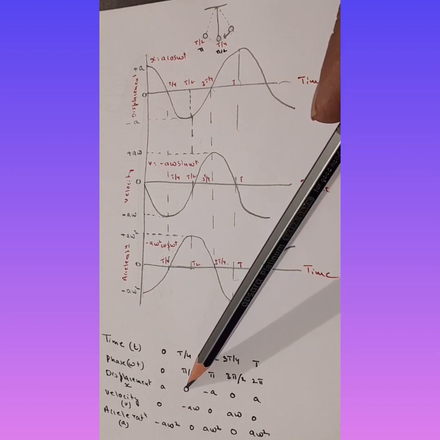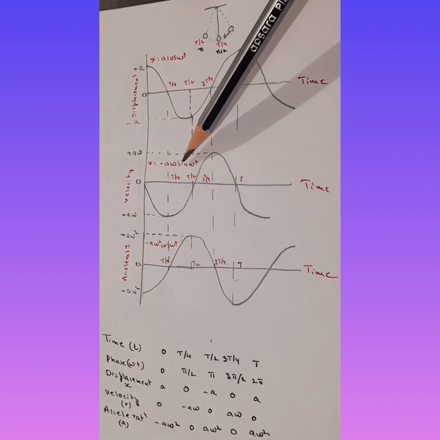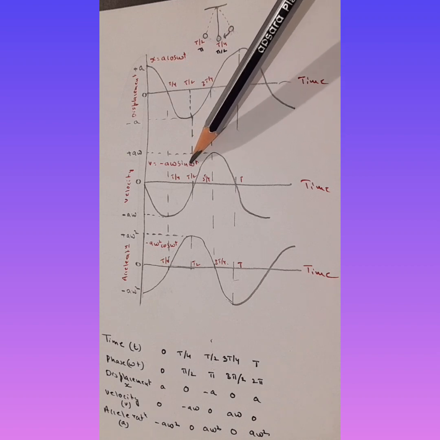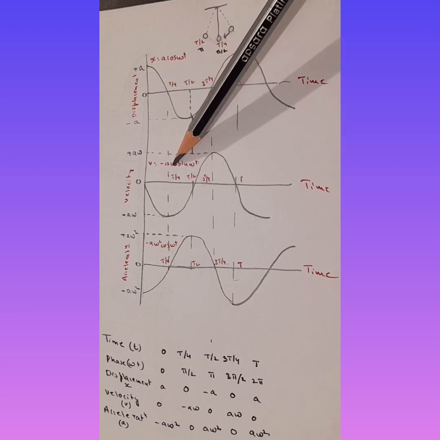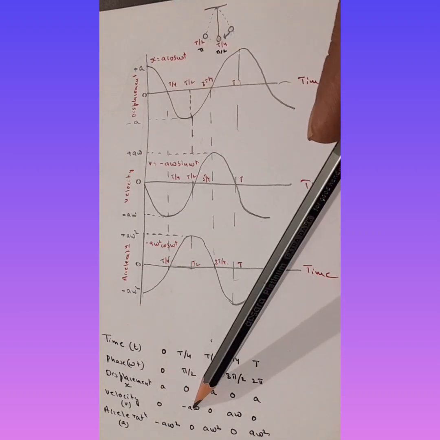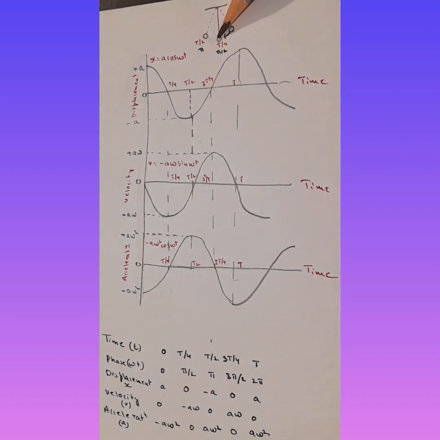Displacement is 0. Then when we come to velocity, it is sine 90, pi by 2. Sine 90 is 1, so it is minus A omega. Velocity is minus A omega. So displacement is 0 and velocity is minus A omega.